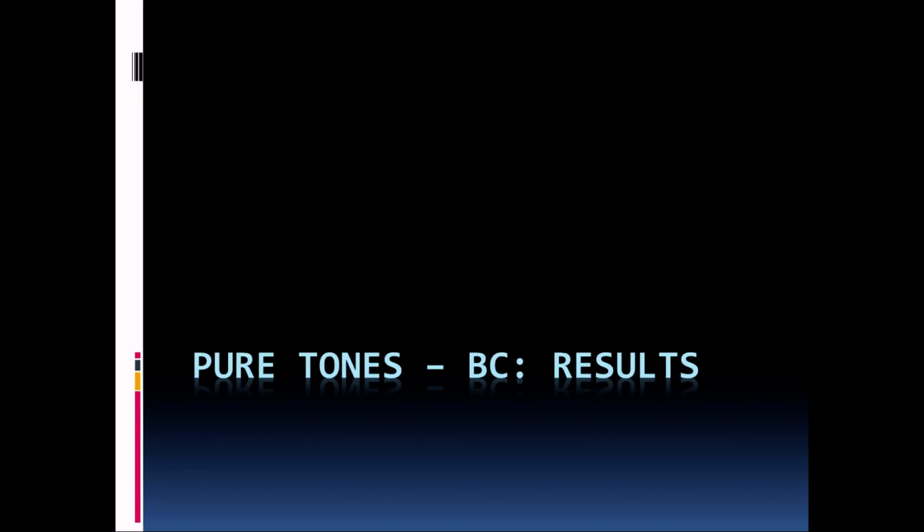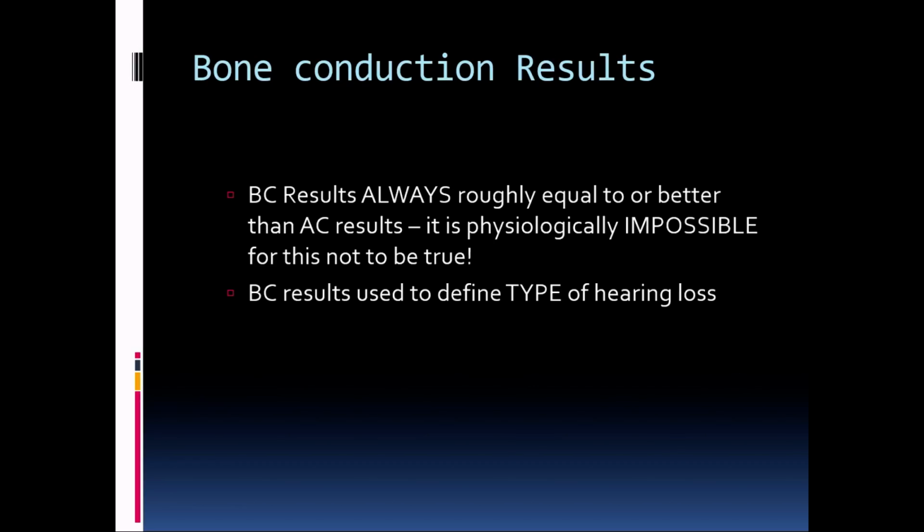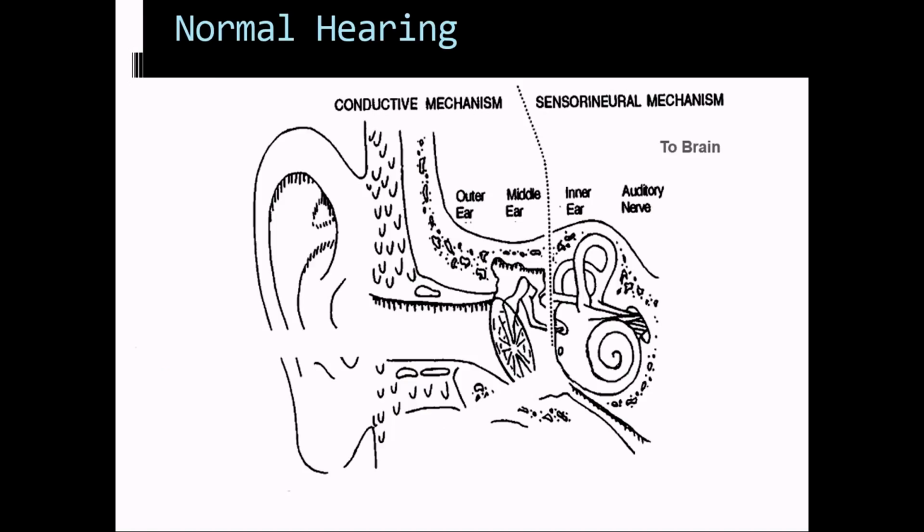So now let's move on to interpreting the results of bone conduction and interpreting the results of air conduction and bone conduction when taken together. So with bone conduction, thresholds are always going to be roughly equal to or better than air conduction results. And it is physiologically impossible for this not to be true. And I'll show you why in a moment. Bone conduction results are used to define type of hearing loss, and we'll come back to that as well.